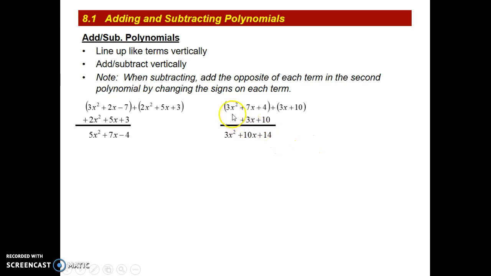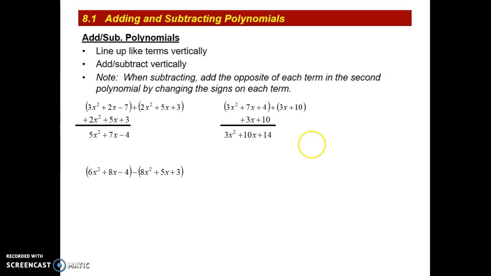So then I'm going to add vertically. 3x squared plus 0 is 3x squared. 7x plus 3x is 10x, and 4 plus 10 is 14. So now let's take a look at a couple of examples using subtraction.